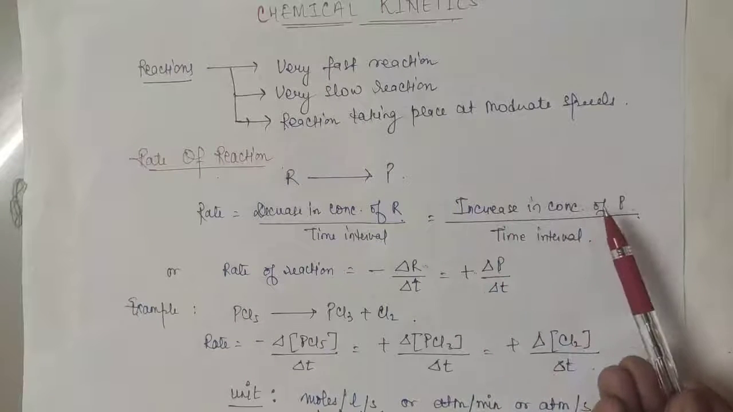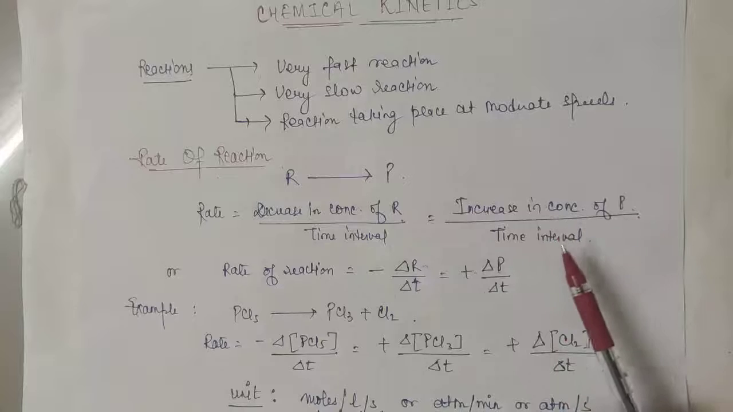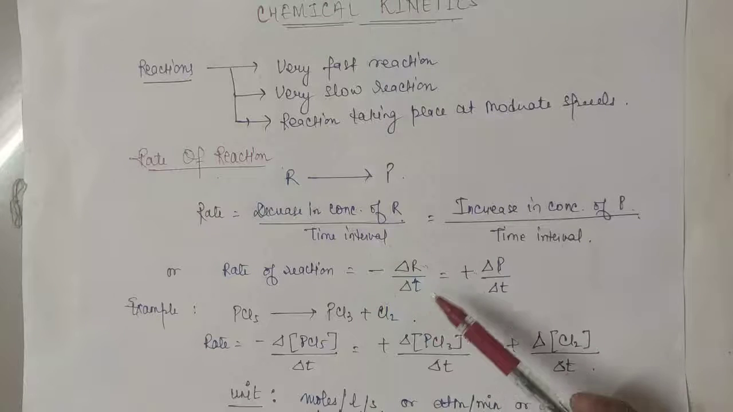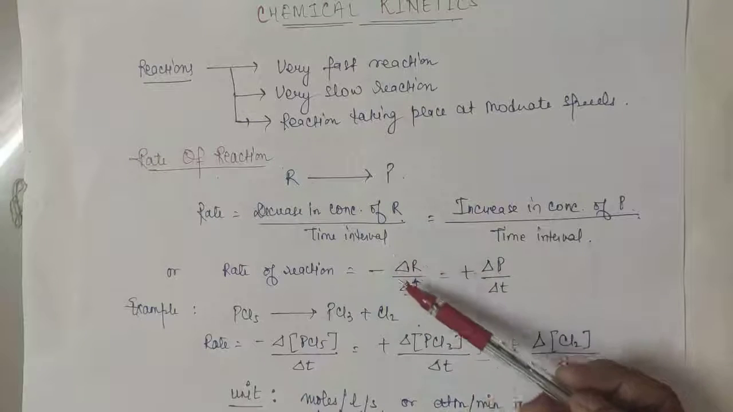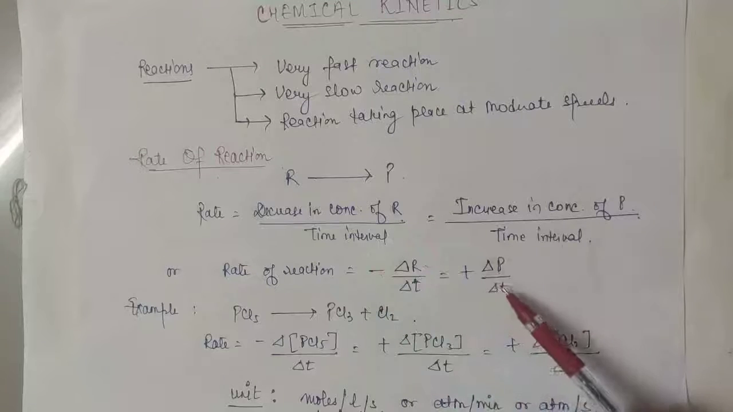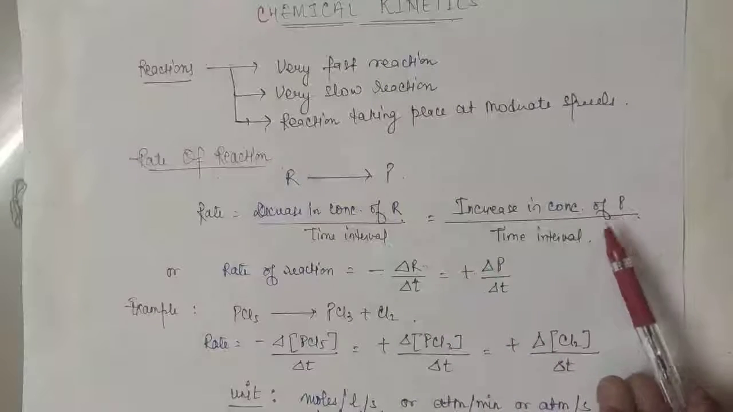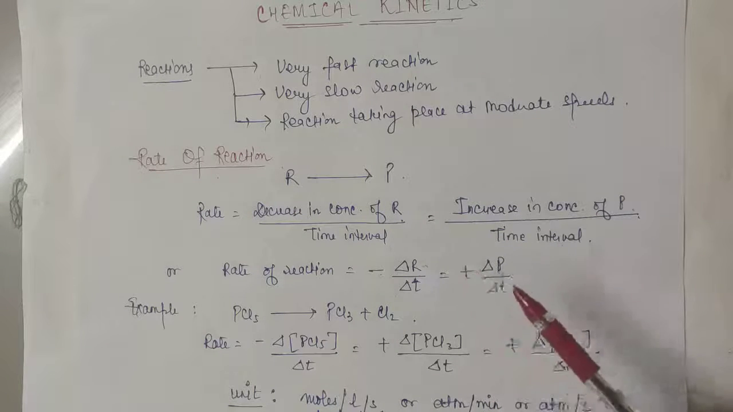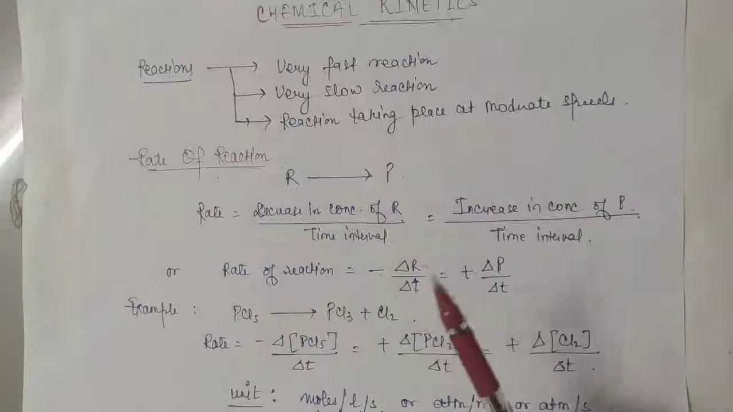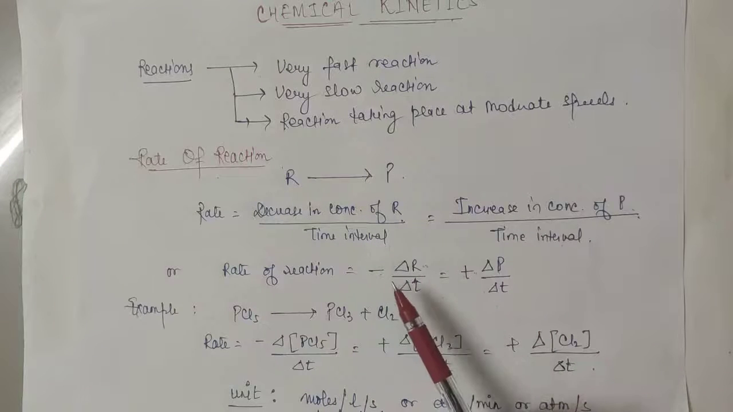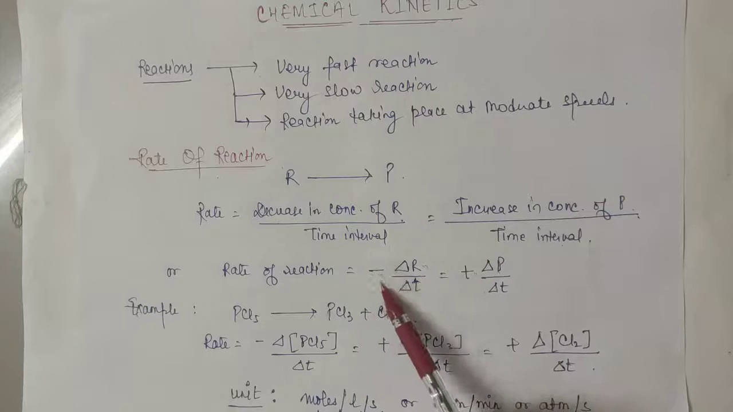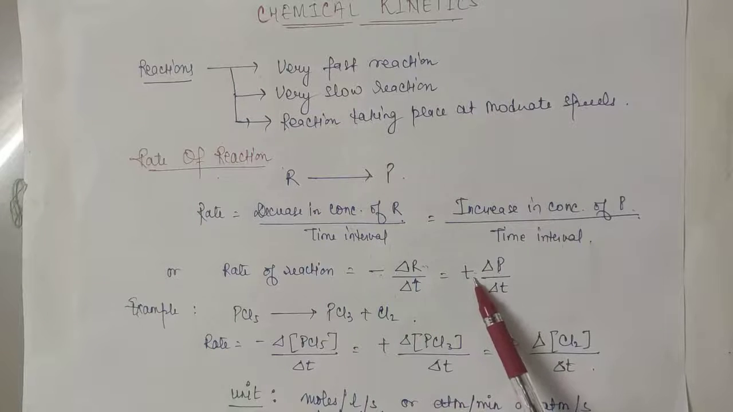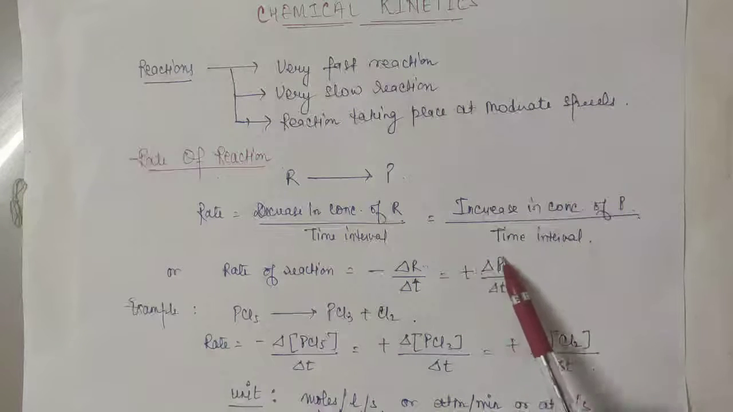Similarly, increase in concentration of product means P2 minus P1 upon T2 minus T1, that means delta P by delta T. Now when we are expressing the rate in terms of reactant, we put a negative sign here, and when we are expressing the rate in terms of product, we put a positive sign here. This sign only emphasizes that the negative sign means the concentration of this species is decreasing with time, and the positive sign emphasizes that the concentration of this species is increasing with time.